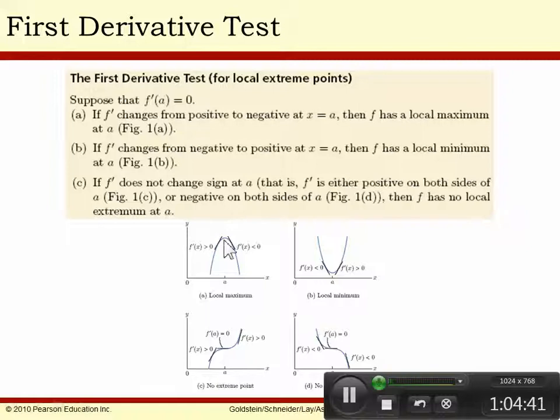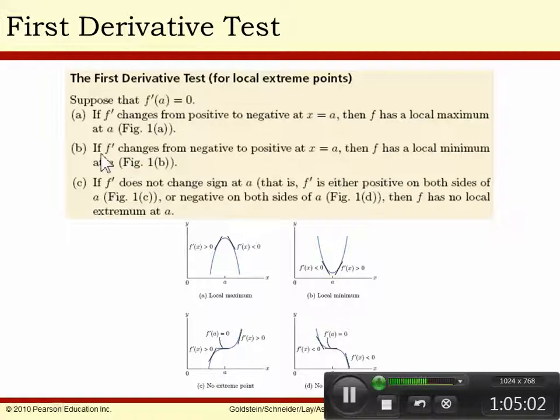Okay? Now, in a second, we're going to have the second derivative test, which is going to tell us the same thing as this test, a different way. Why do we have both? Because sometimes you have a problem and it's really hard to take the second derivative, and so you're going to want to use this. But sometimes it's really easy to take the second derivative, so you're going to use that.